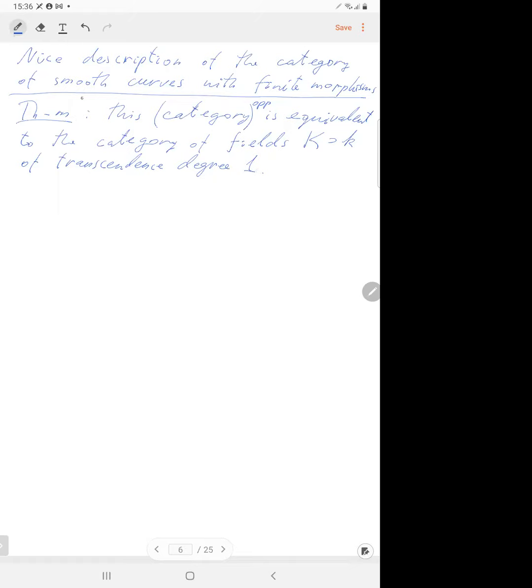Okay, and one functor is immediate, namely a curve C goes to the field of rational functions on this curve. This is clear, and this is clearly a contravariant functor, yeah, right?